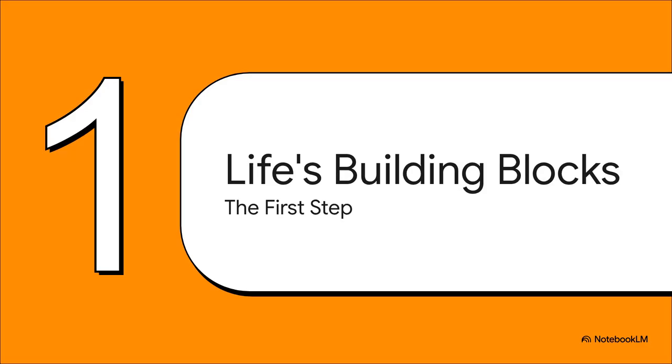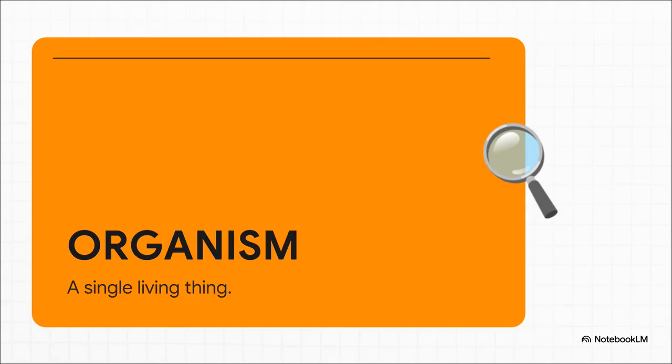All right, let's start at the very bottom, the first step on our ecological staircase, the absolute most basic building block of life. And that first level is the organism. It's really that simple. An organism is just one single, individual living thing. It's a starting point for pretty much all of biology.